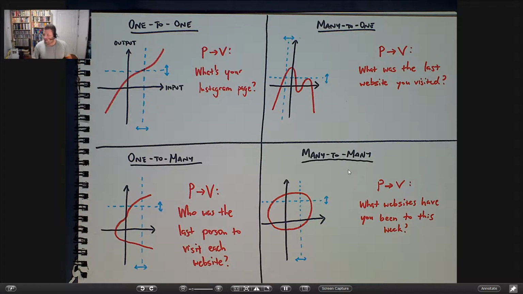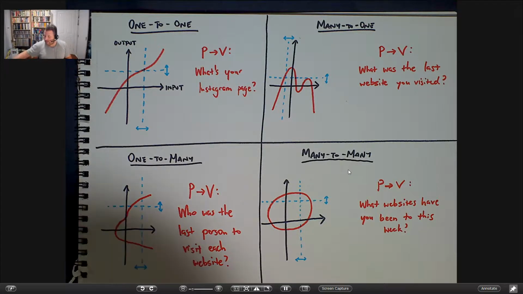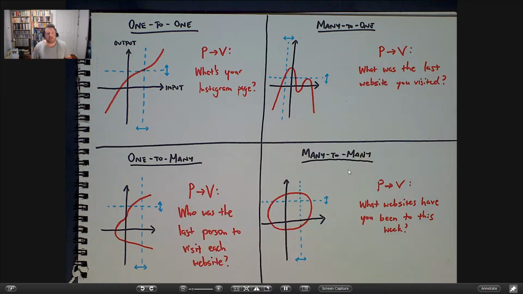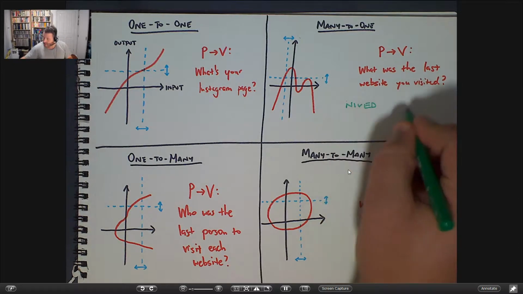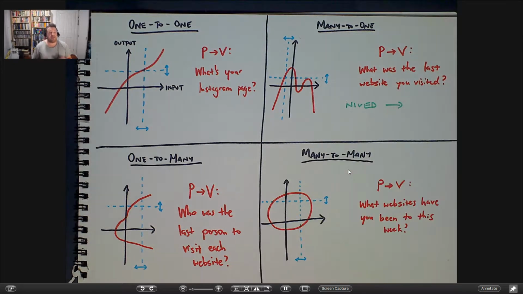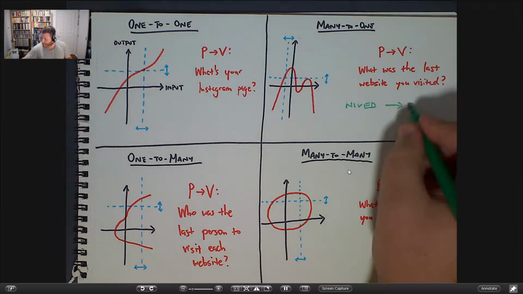Okay, what would a many-to-one relationship look like? So that would be a question like, what was the last website you visited? Why is that a many-to-one relationship? Well, everyone only gives one answer to that. So that is actually a function, because if you give me an input, I can give you a single output. So if I were to say Nived, there's only a single answer for Nived, and maybe the last website he went to was Reddit.